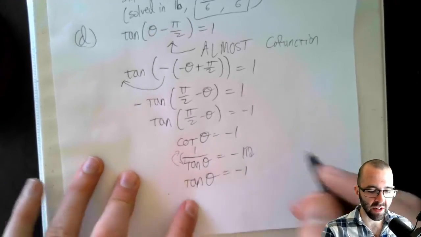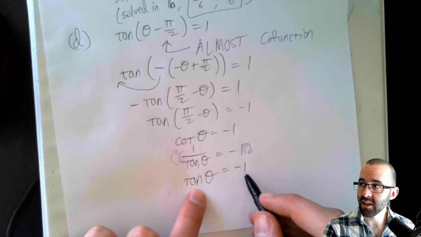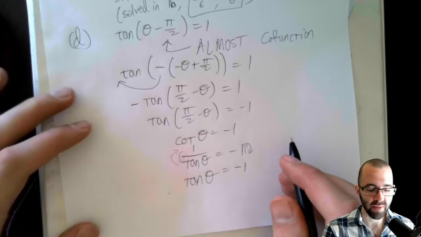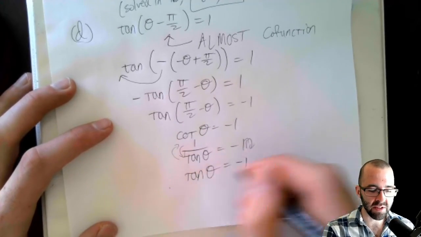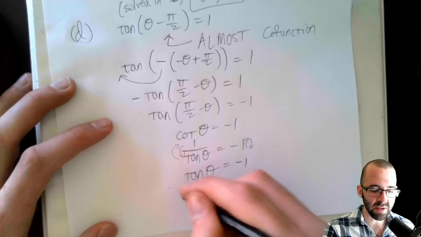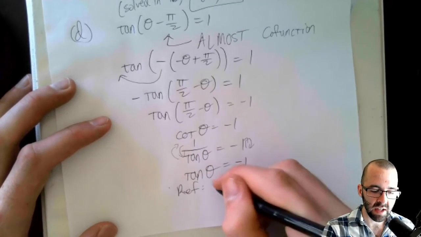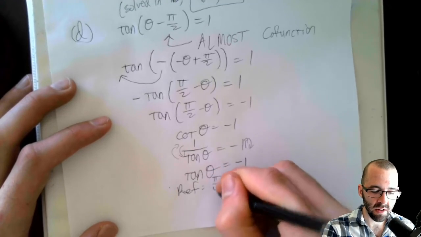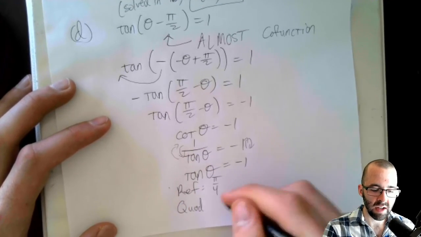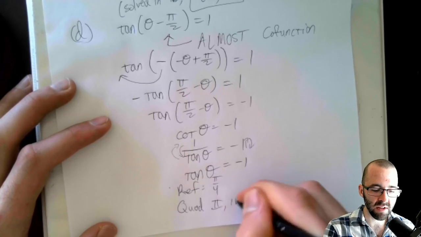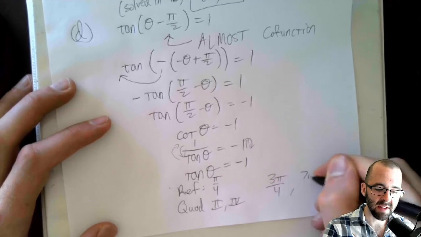We're running out of time. You have a quiz to take. I'm going to go through this real quick. Tangent of theta equals negative 1. That's a reference angle. You could use inverse tangent to do this as well. It's going to be pi over 4. And it's negative, so it has to be in the second or the fourth quadrant. So we're going to get 3 pi over 4 and 7 pi over 4.